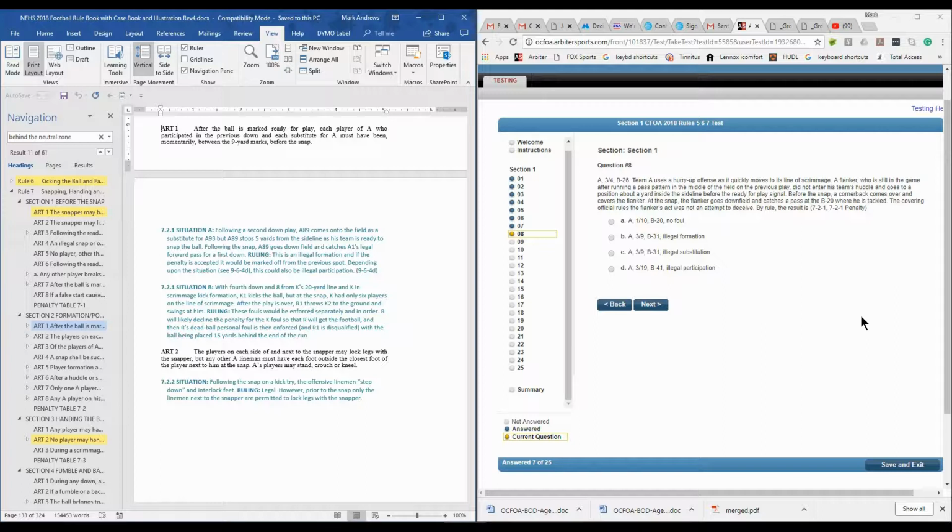A, 3rd and 9, a penalty for illegal formation. A, 3rd and 9, penalty for illegal substitution. Or A, 3rd and 19, a penalty for illegal participation. Now, this is the same rule that we've talked about earlier. 7-2-1, after the ball is marked ready for play, each player of A who participated in the previous down and each substitute for A must have been momentarily between the 9-yard marks before the snap. In this case, the player was not between the 9-yard marks after they're ready for play and prior to the snap. So we have an illegal formation. So the answer is B.